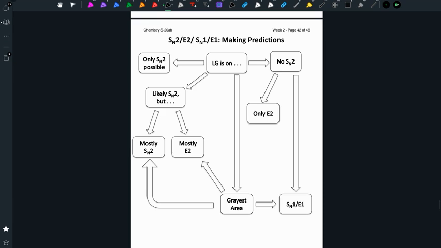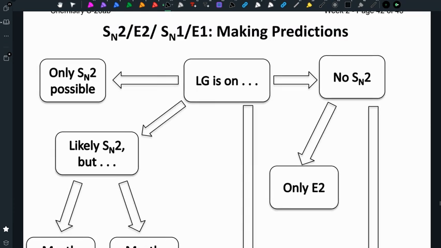So the first question you're always going to ask yourself is, what kind of carbon is the leaving group on? Is it on a primary, secondary, tertiary, or methyl? Okay, so when the leaving group's on a methyl carbon, that is one of the easiest cases because we said when there's a methyl carbon, so if you had like CH3Br, for example, the only possible reaction is SN2.